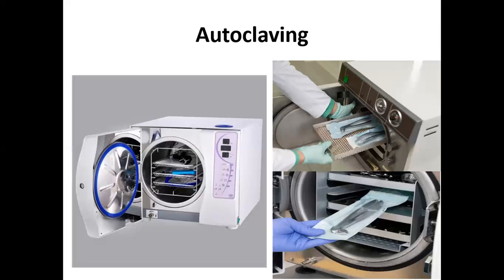Pressure will be created, and high temperature and steam, and this is what will kill all microorganisms, including the endospores. And this is very important, because not all measures can destroy endospores, but by autoclaving you can destroy endospores. But it must be noted that in autoclaving you can't sterilize heat labile objects because they will be destroyed.